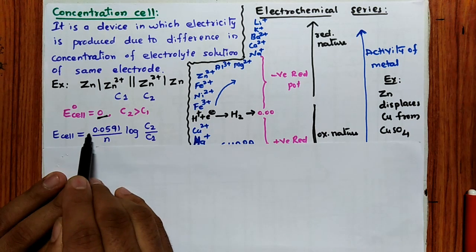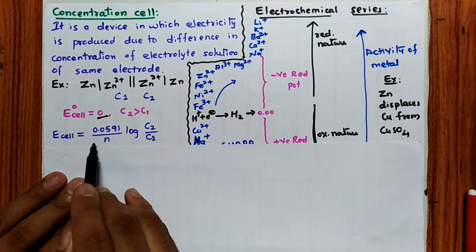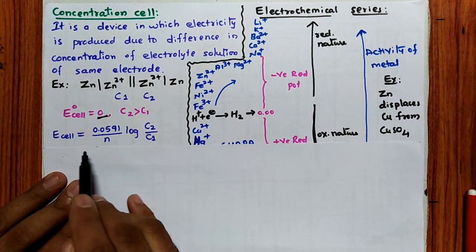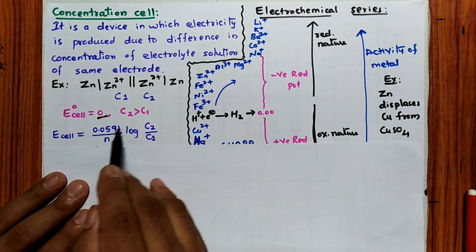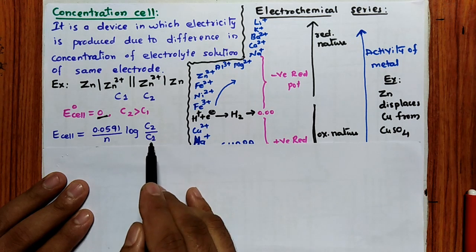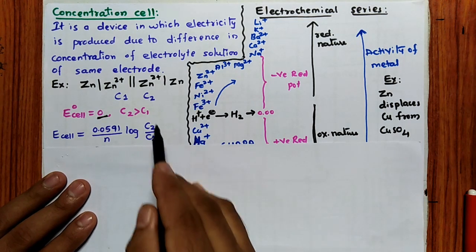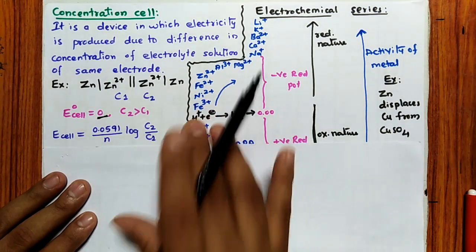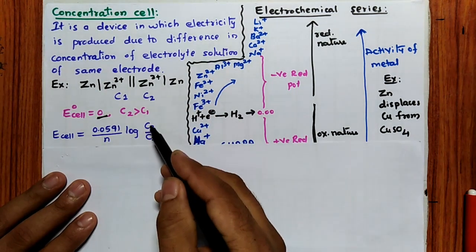Here, actually, E naught minus 0.0591 divided by n. Correct? So E naught cell is equal to 0. Hence I have taken it as 0.0591 divided by n log of C2 divided by C1. C2 divided by C1 I have considered. So remember once again, here also one thing you can see, C2 by C1 I have taken.